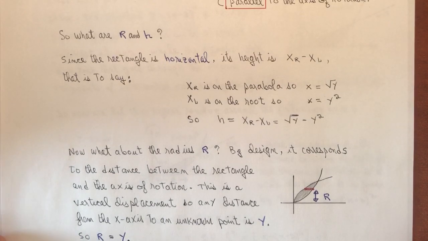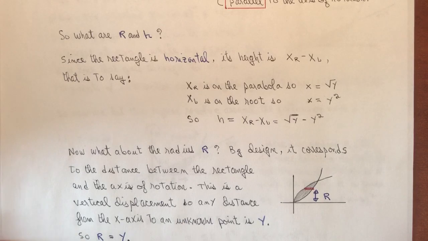Now, what about the radius r? By design, it corresponds always to the distance between the rectangle and the axis of rotation. This is now a vertical displacement, so any distance from the x-axis to an unknown point is y.